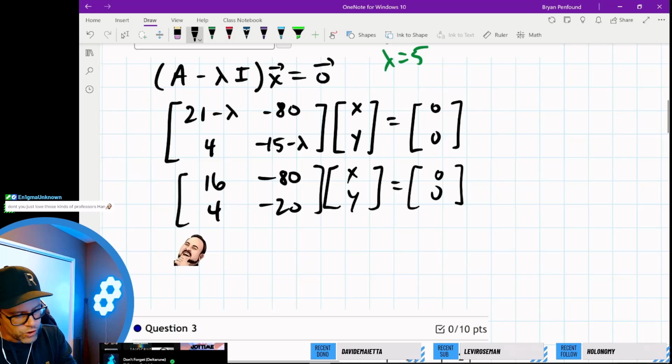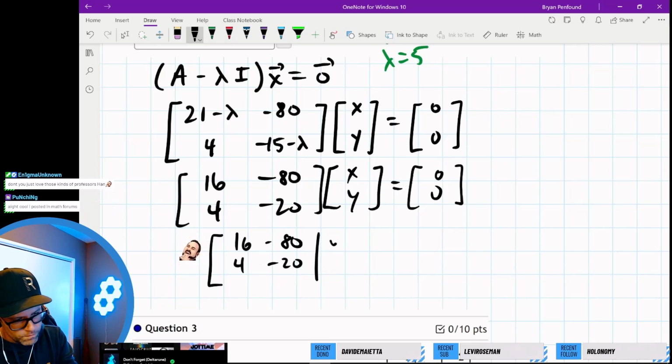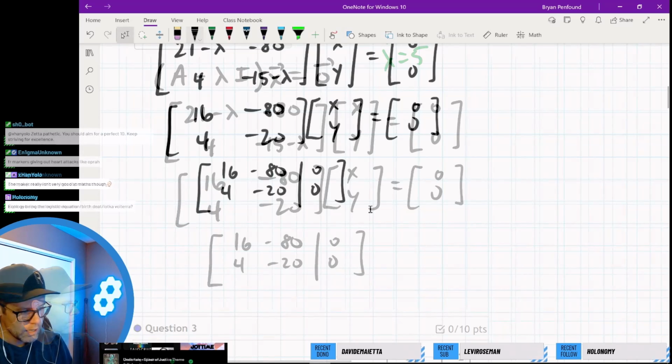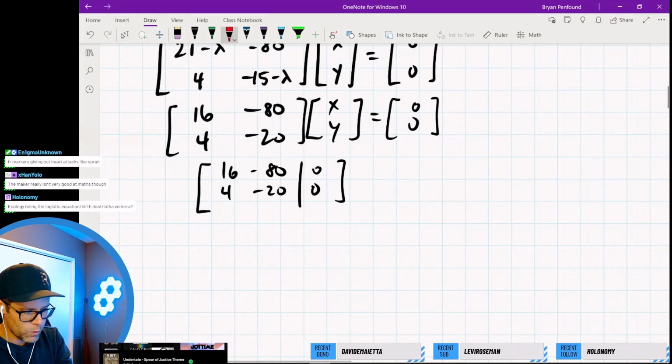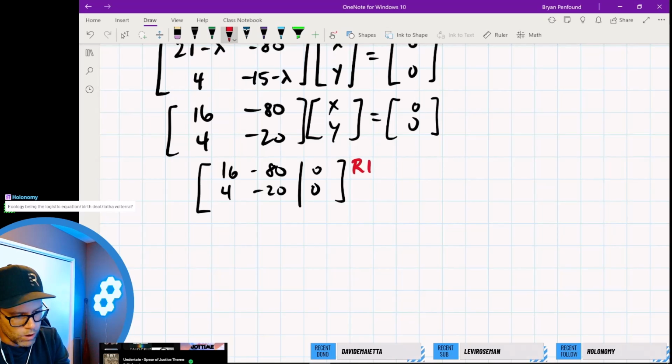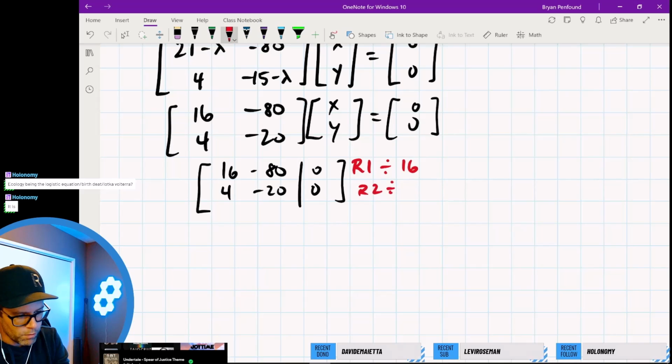So what we're really trying to think about is how to solve this system. And if we can solve this system, then we should be able to find some eigenvectors for this system. I can see relatively quickly, is 80 divisible by 16? Why does it feel like 80 is divisible by 16? It totally is! So we can take row 1 and divide by 16. I also can see that row 2 is divisible by 4.